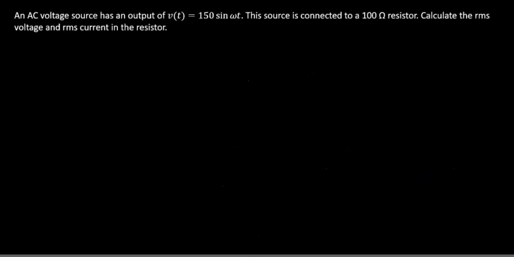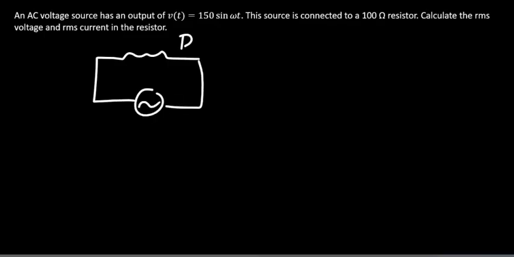Let's look at the following problem. An AC voltage source has an output given by this function. The source is connected to a 100 ohm resistor. Calculate the RMS voltage and RMS current in the resistor. So here we are dealing with an AC circuit with resistor as the component.